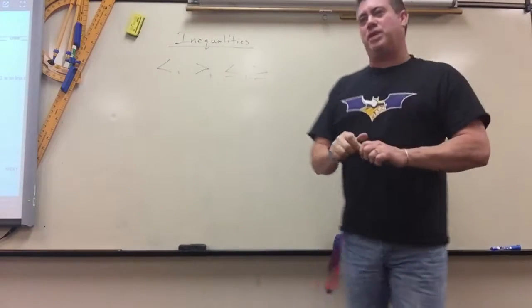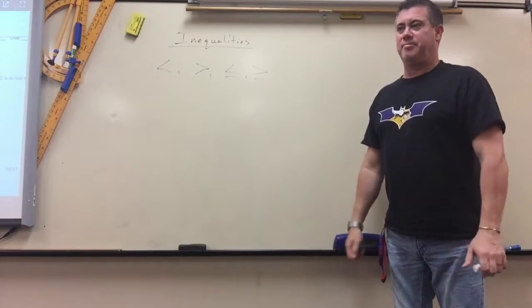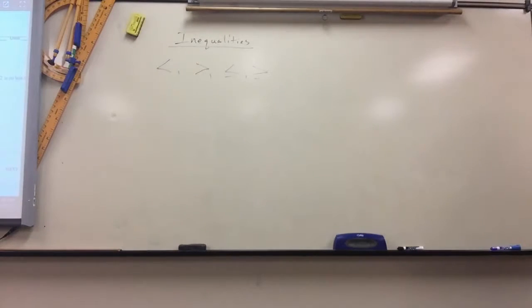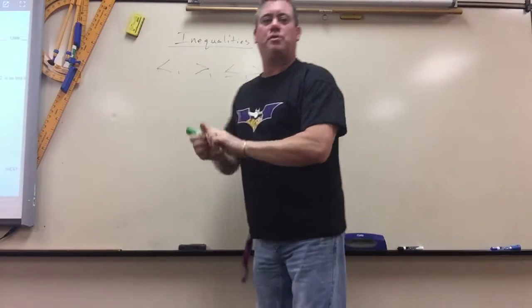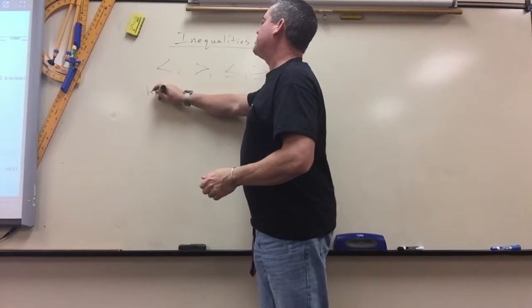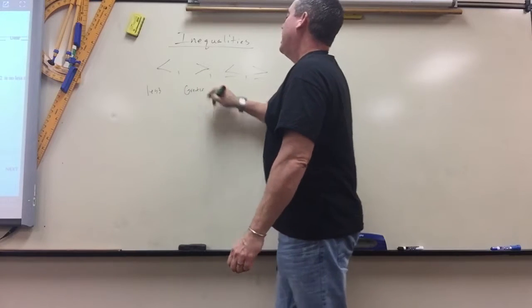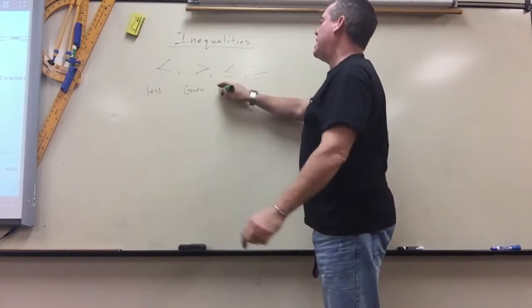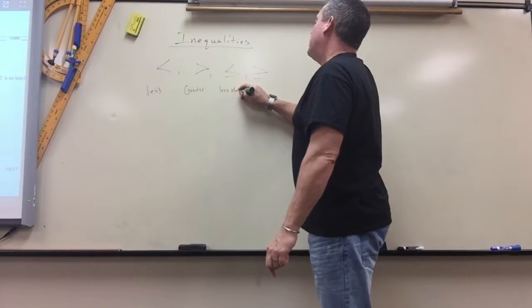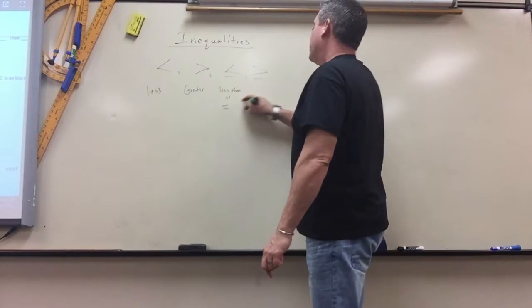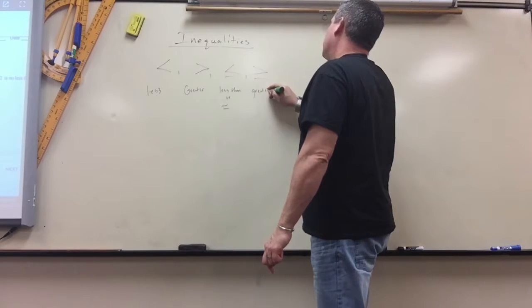Okay, so you guys remember these? Remember now, greater than points to the right, less than points to the left. This is a less than. It's pointing to the left. This is a greater than. If they've got the line underneath, that's less than or equal. This is greater than or equal.